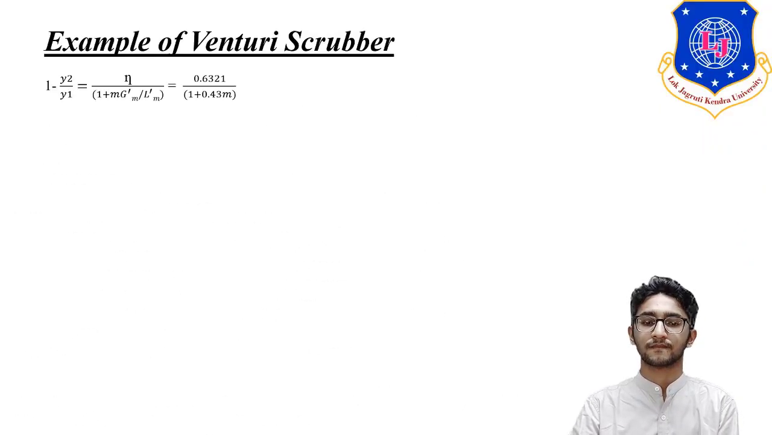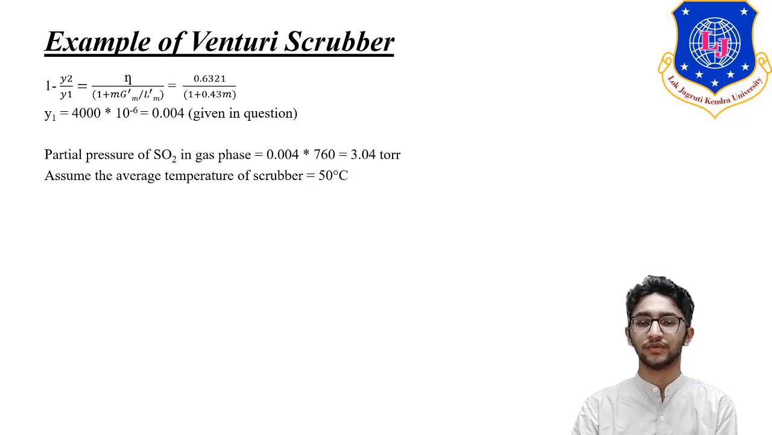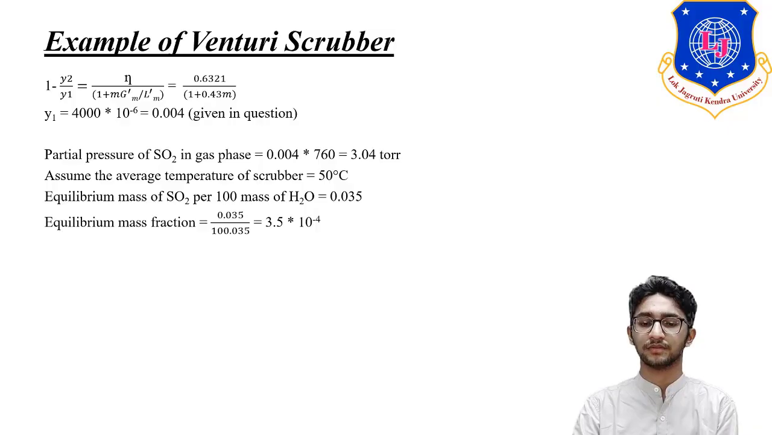Now y1 is given in the question, that is 4000 ppm, so we will convert it and we will get 0.004. The partial pressure of SO2 in the gas phase is 0.004 multiplied by 760, so it will be 3.04 torr. Now we will assume the average temperature of the scrubber as 50 degrees Celsius. Equilibrium mass of SO2 per 100 mass of H2O is given as 0.035 in the question. So the equilibrium mass fraction will be 3.5 into 10 to the power minus 4.